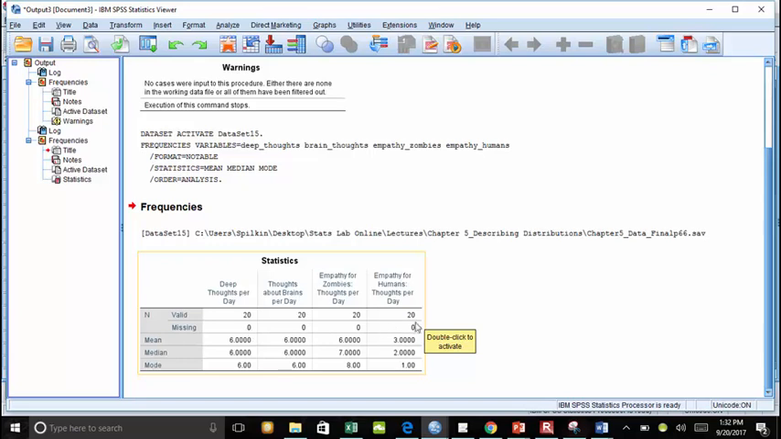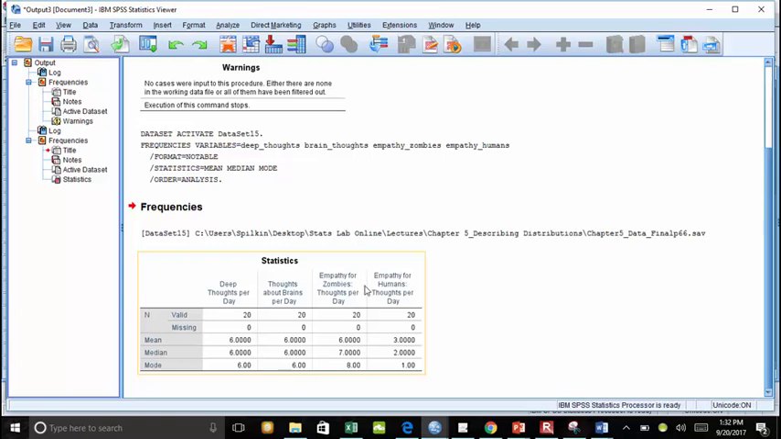this particular question. And then these columns give you, so for deep thoughts per day, in this case, the mean is 6, the median is 6, and the mode is 6. Also, thoughts about brains per day, we have the same thing, a mean of 6, a median of 6, and a mode of 6. Now, if your mean, median, and mode are all the same, which they are for both of these variables, that means we have a normal distribution. The mean, median, and mode are all lined up, and we have a normal distribution.